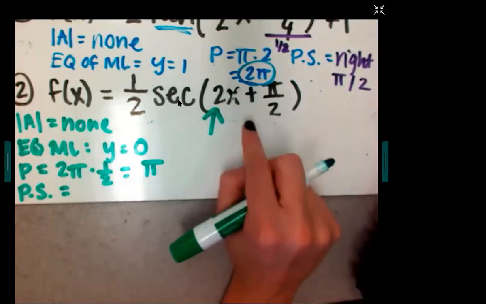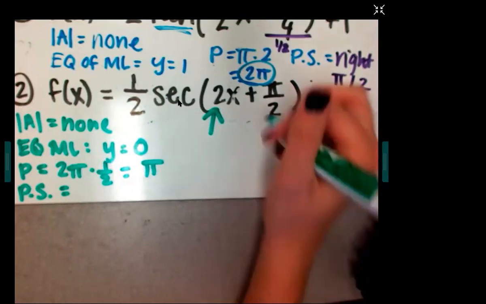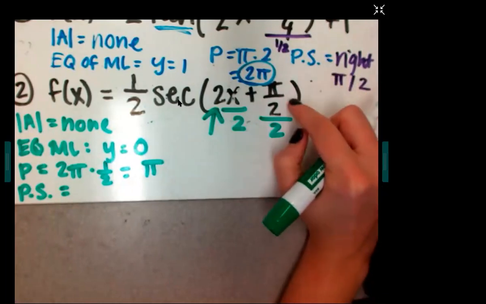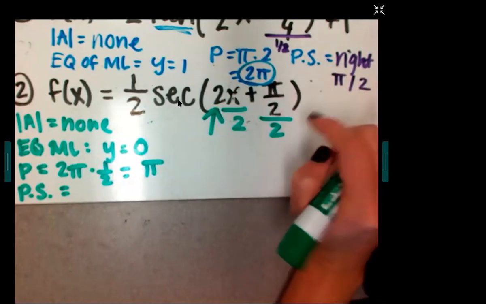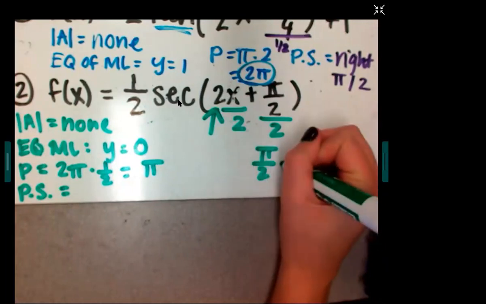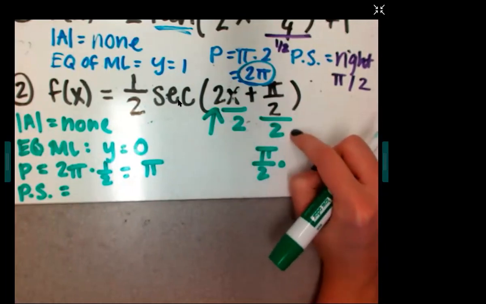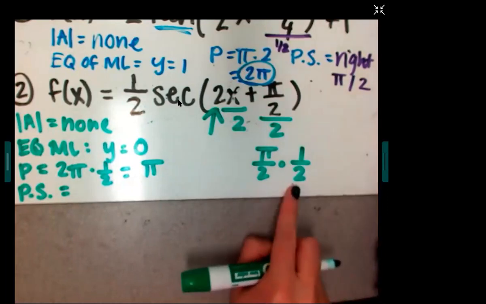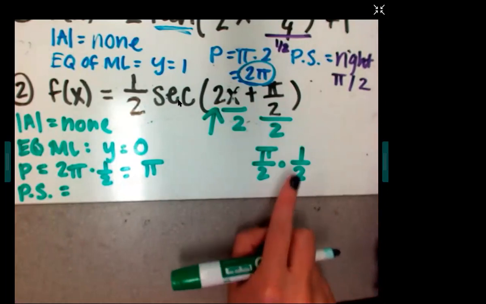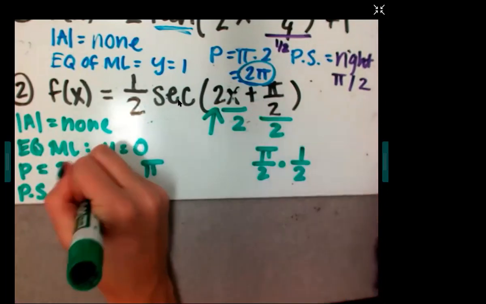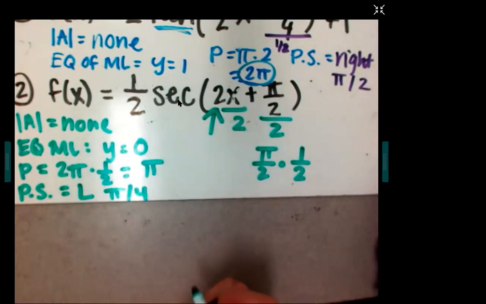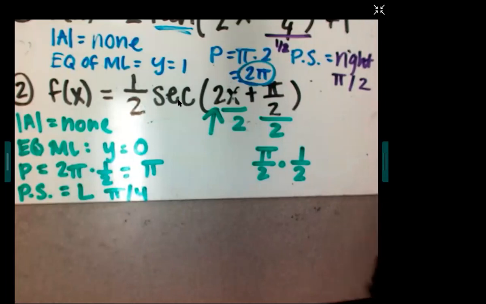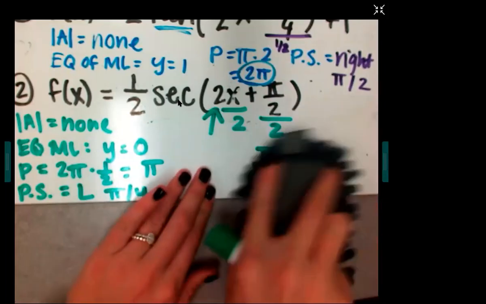All right, so for your phase shift, you got to factor it. So divide this 2. And we can't do pi over 2 divided by 2 because that's 2 division bars. So remember, you're going to do pi over 2 times, what's the reciprocal of 2? 1/2. So my phase shift is going to end up going pi over 4 to the left. So you can say left pi over 4. I'm fine if you just do capital L on your quiz. Y'all okay with the phase shifts and all that?